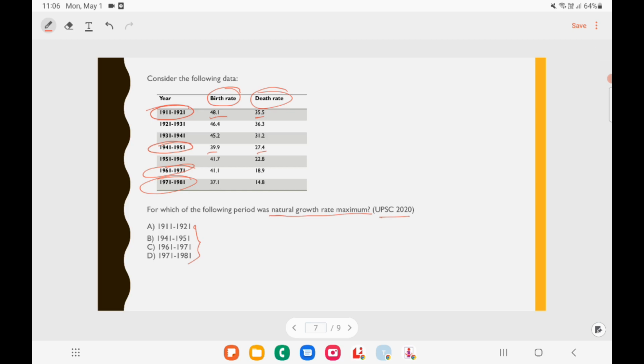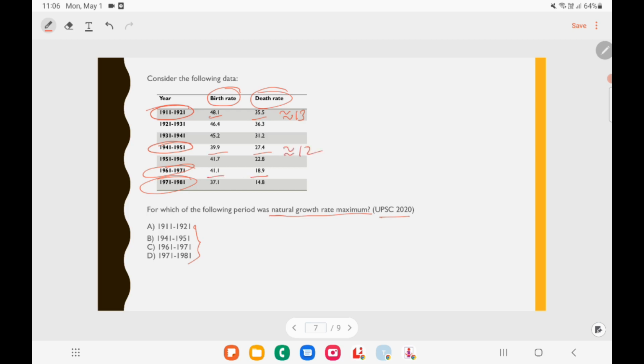Don't do like that. Just first find out an approximate number. So here it is 48 and it's 48.1. So we'll just take it as 48. Here it is 35.5. We'll just take it as 35. So we know that 48 minus 35 is going to be 13. So this value will be closer to 13. Birth rate minus death rate. Similarly, this value 39 minus 27 is closer to 12.